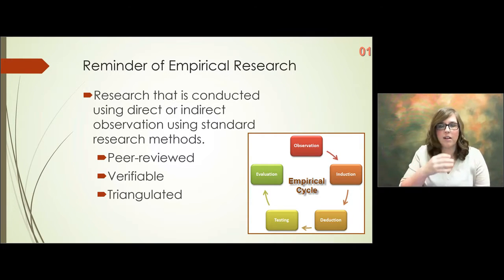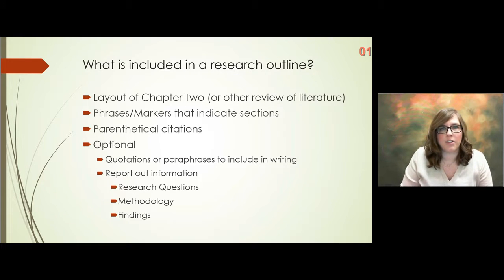So here I've got a picture of the empirical cycle. You're going to really want to look for these markers in empirical research that allow you to know that you're including research that's sound and good in your study. So for a research outline, you can take a couple of different routes, and I'm going to show you 3 different ways you can organize ideas and research in an outline.